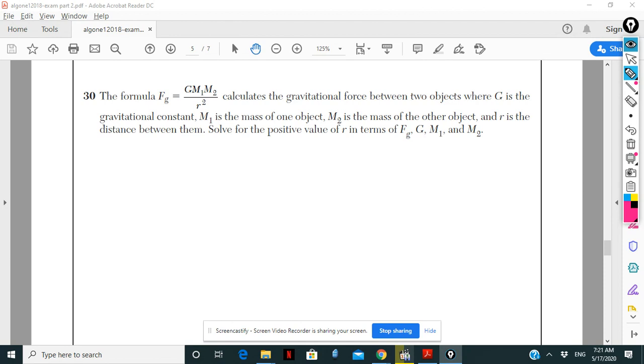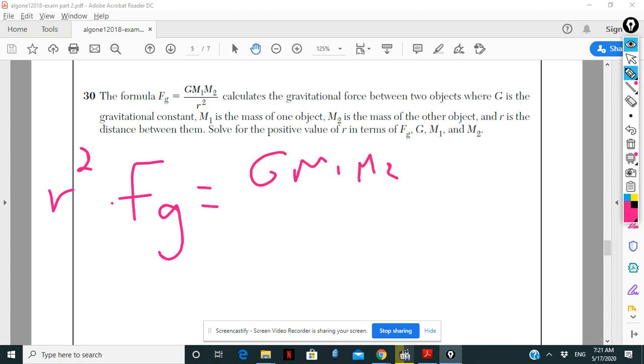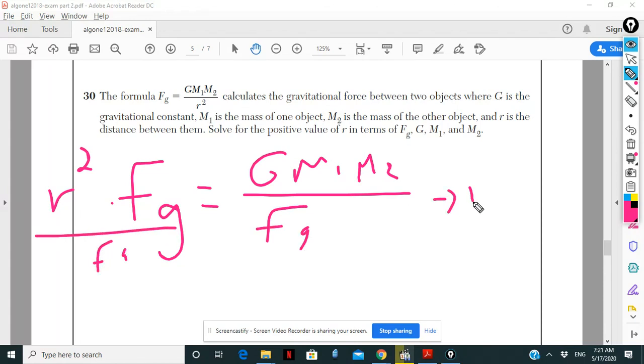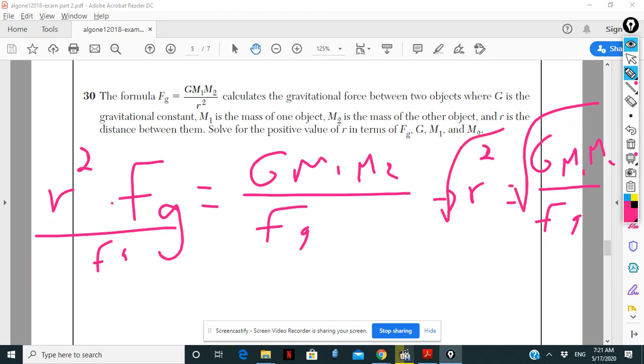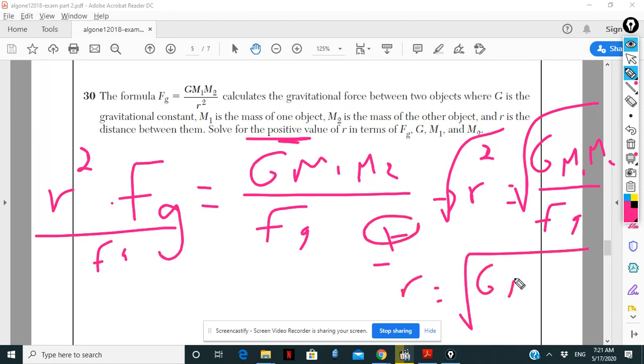So the first step, I multiply both sides by r squared. So I got Fg times r squared equals Gm1m2. Now I divide both sides by Fg. So I got r squared equals Gm1m2 divided by Fg. Take the square root. In that case, since he wants the positive value, I'm not going to write plus or minus. I'm going to write only the positive. So r equals the square root of Gm1m2 divided by Fg.